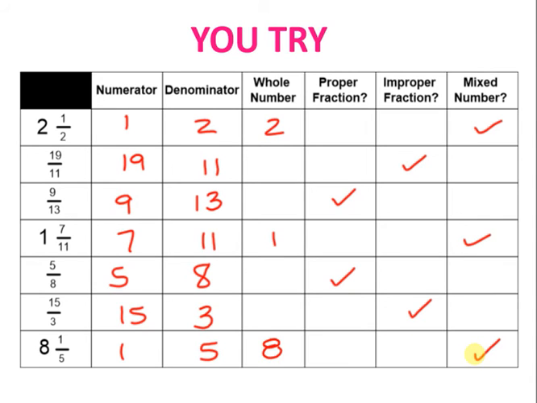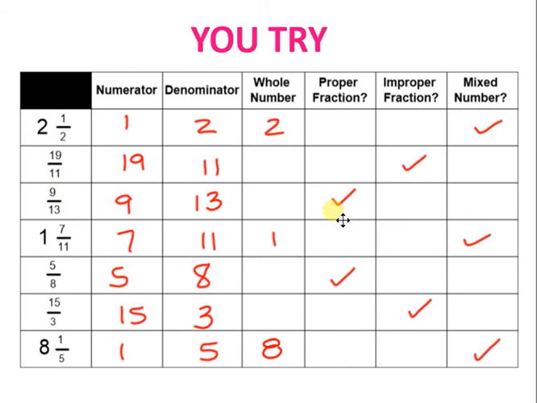Go ahead and pause the video if you're not done, and if you are done, let's go over it. So the first one was a mixed number. The numerator is 1, denominator is 2, whole number is 2. The second one, 19 over 11, is an improper fraction because the numerator is bigger than the denominator.